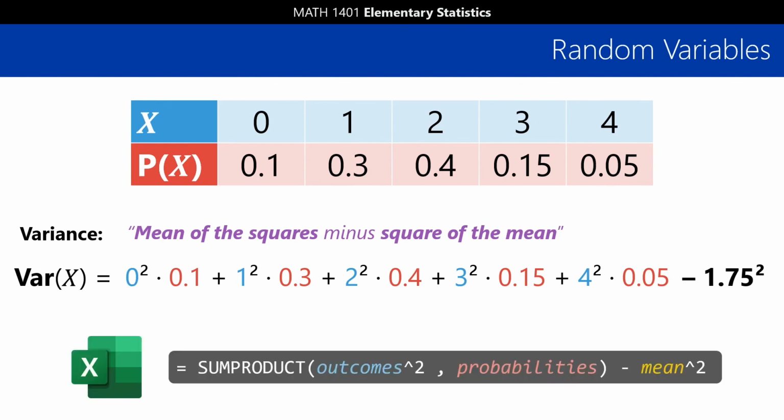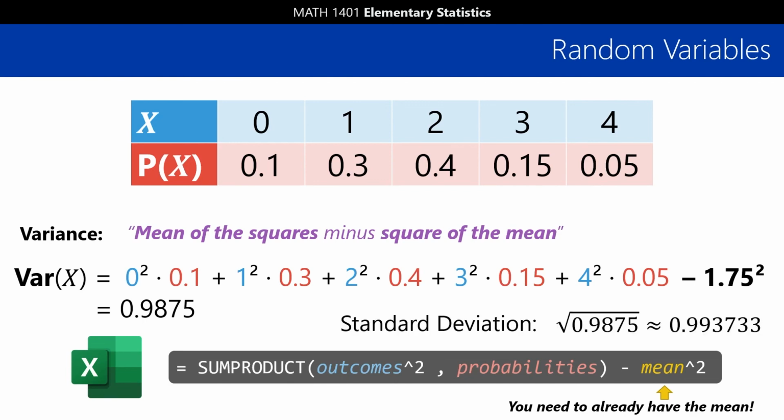Again, Excel can do this for you. All you have to do is use the caret 2 to square the outcomes. And when you subtract the square of the mean, that means you need to already have calculated the mean previously. Anyway, that comes out to 0.9875 for the variance. And then, if you take a square root, you get a standard deviation of about 0.993733.